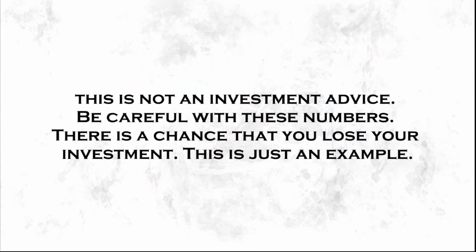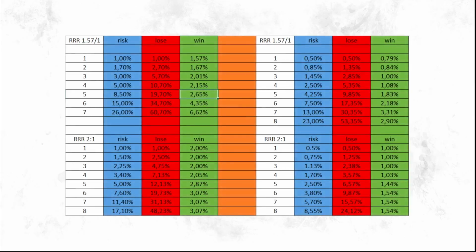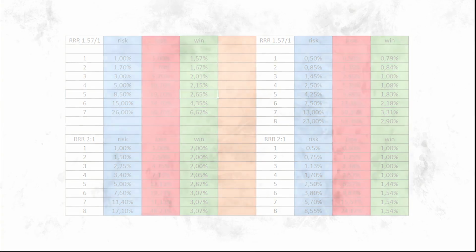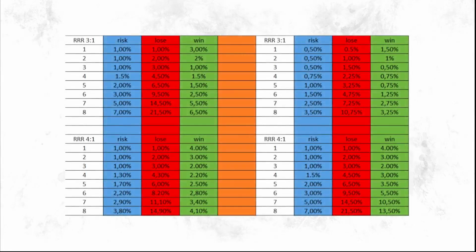Again, this is not an investment advice, okay? Be careful with these numbers. There is a chance that you lose your investment. This is just an example, alright? Maybe your formula only has 5 stacks instead of 8. So if you take the loss after 5 fails in a row, you start with position 1 again.